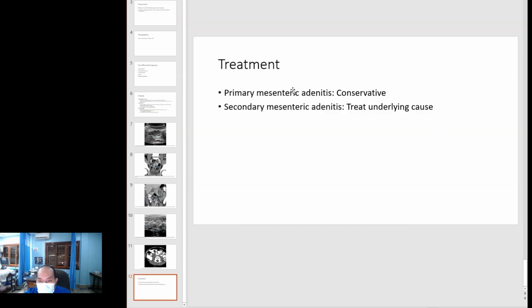Treatment: primary mesenteric adenitis, conservative. Secondary mesenteric adenitis, treat the underlying cause.